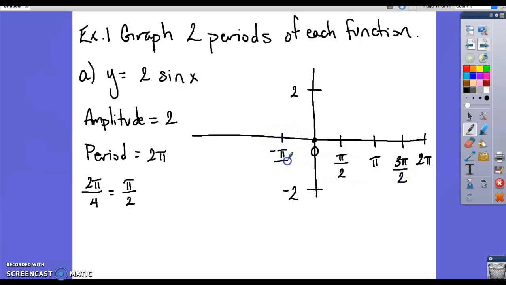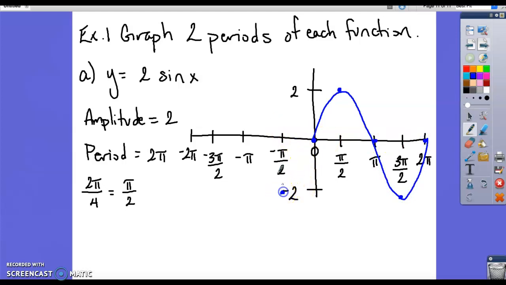I need to graph 2 periods, and today I'm going to do negative and positive. You don't have to do that. If it says graph 2 periods, you can continue on in the positive direction if you want. So I start at 0, I go up to my max, I'm at 0 at my x-axis, down to my min, back at 0. This is a pretty standard sine graph, just with a vertical stretch which changes my amplitude. It stretches the graph up, makes it taller.